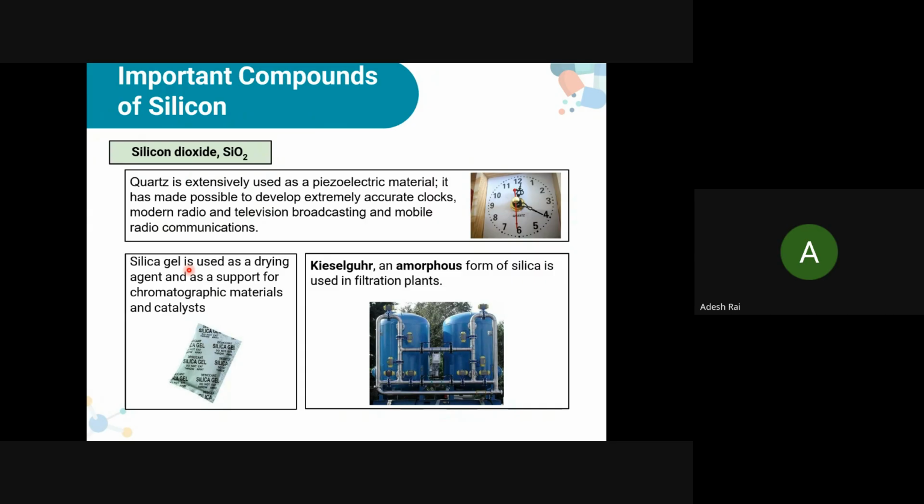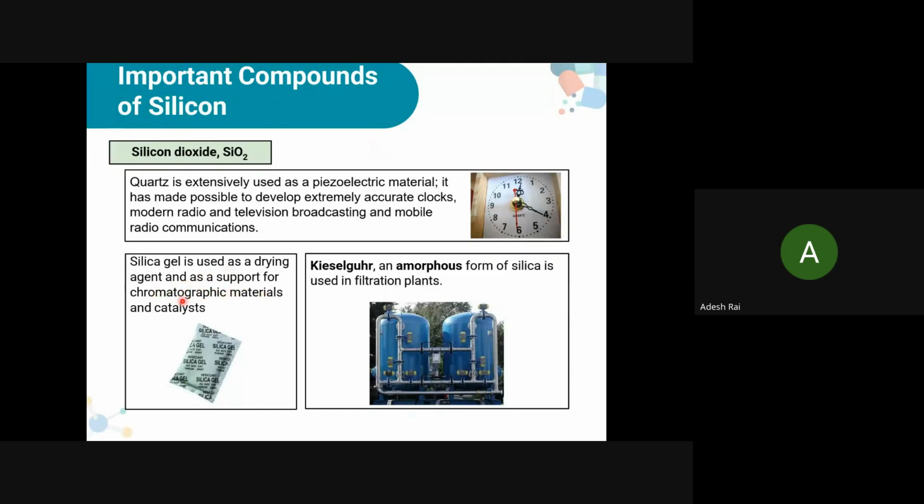Then silica gel. You would have seen those bottles in DMart and all. If you purchase something from DMart, they have this silica gel inside. This sachet is there inside the bottles and all. Why? Because this is nothing but a drying agent. It prevents moisture inside the bottle. Okay. So you would have seen such silica gel sachets in containers in DMarts and any other shopping, retail shops. So, silica gel is used as a drying agent and as a support for chromatographic materials and catalysts.